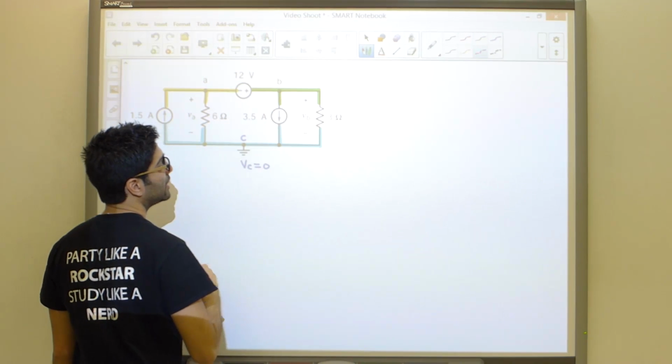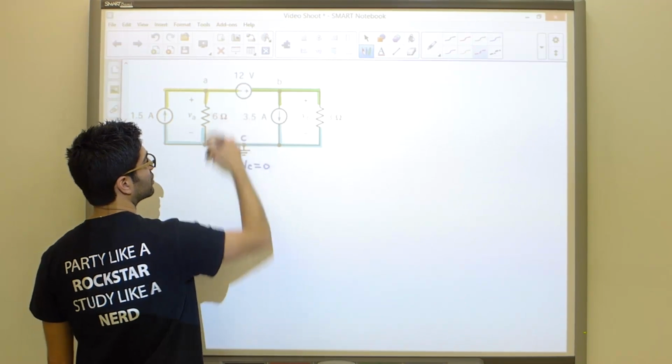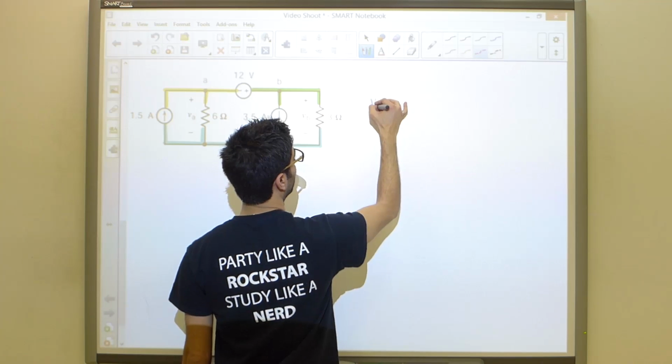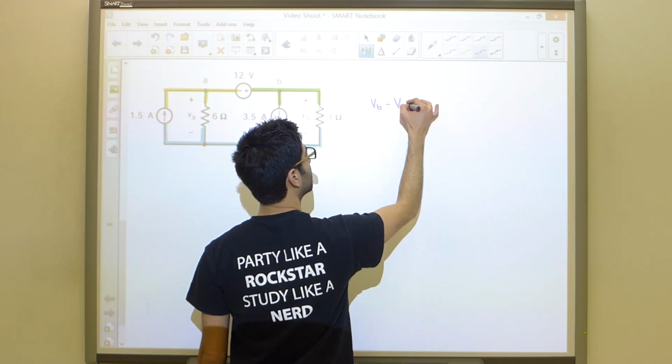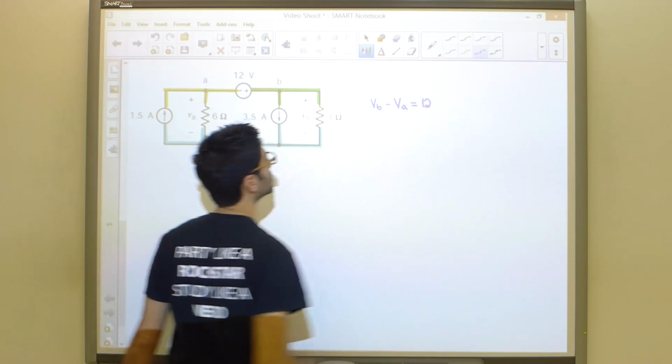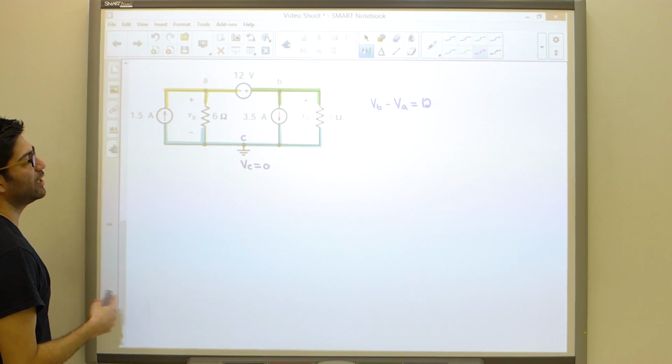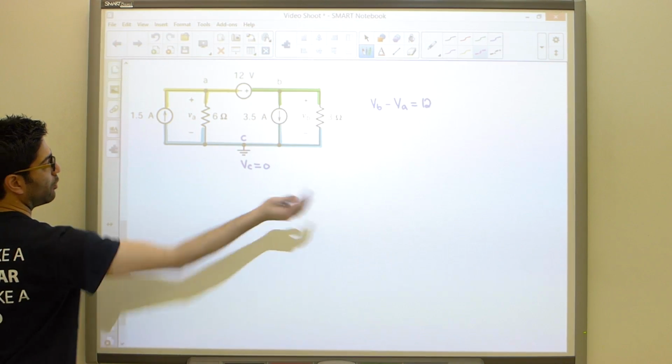It's our reference. Step number 1 is to write a constraint equation for every voltage source. So we know that VB minus VA must equal 12. And now you're going to start writing nodal equations for each node. So let's do them over here.